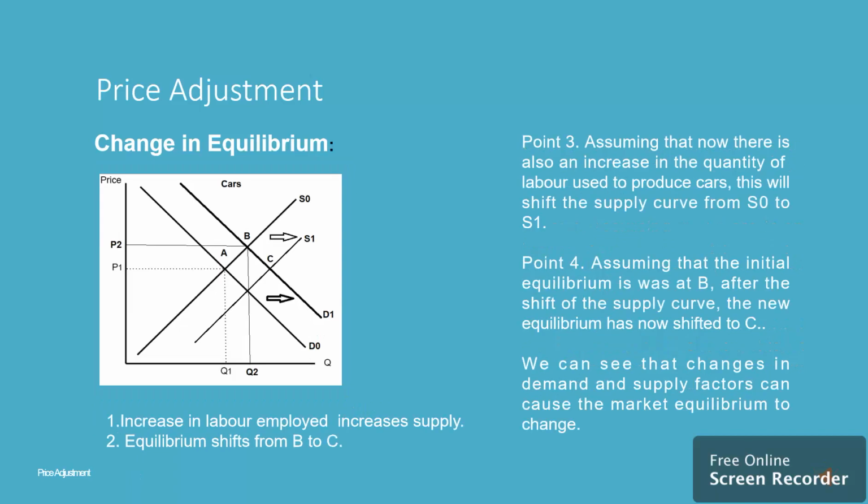Now, assuming that there is also an increase in the quantity of labor used to produce cars, this will shift the supply curve from S1 to S2. Assuming that the initial equilibrium was at B, after the shift of the supply curve, the new equilibrium has now shifted to C. We can see that changes in demand and supply factors can cause the market equilibrium to change.